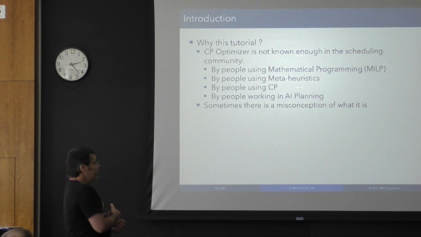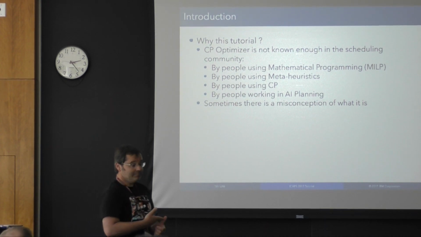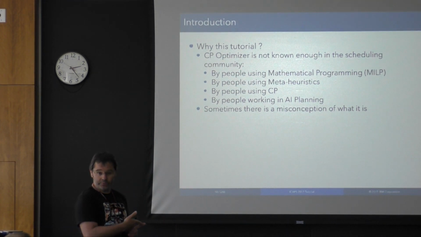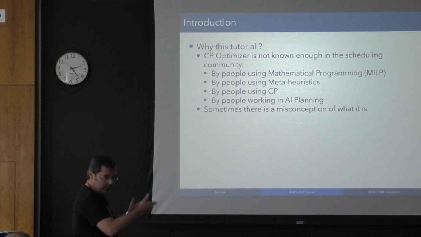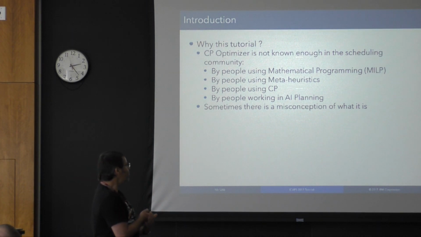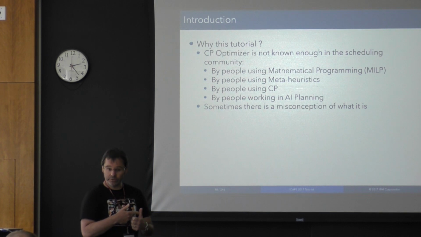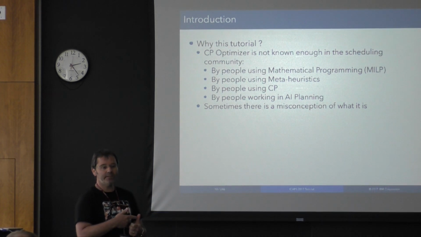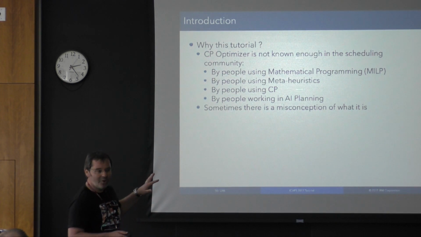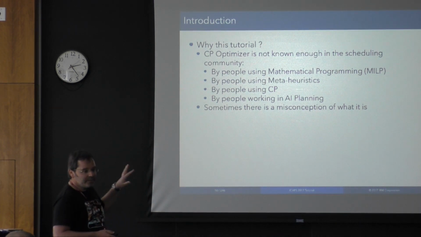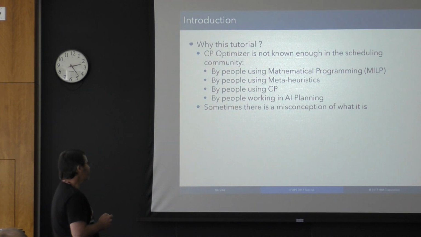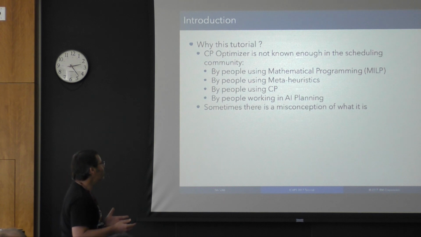It is not known by people using meta-heuristics, I think. CP Optimizer uses meta-heuristics inside. Okay, I will say a bit more about it later. It is not especially known by people who are using CP in general, because people tend to think that CP Optimizer is CP. We will see that it's far from being only CP, and there are many differences from a modeling point of view, many. But this is maybe more logical.